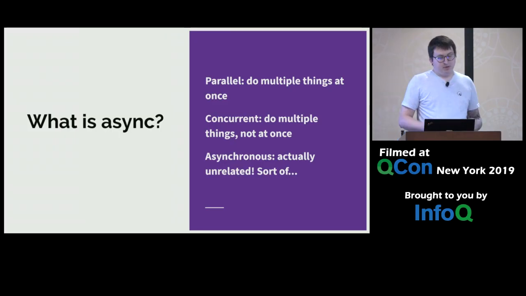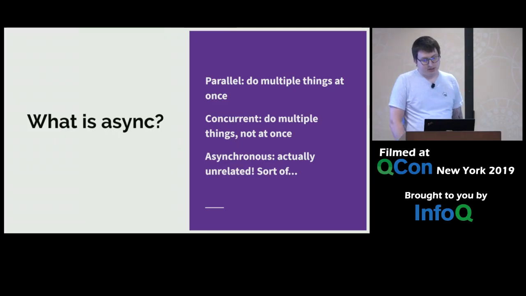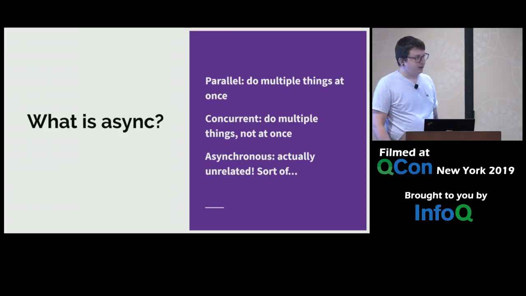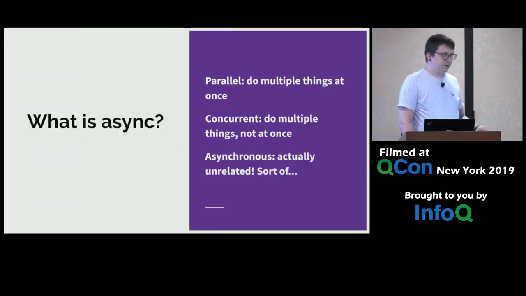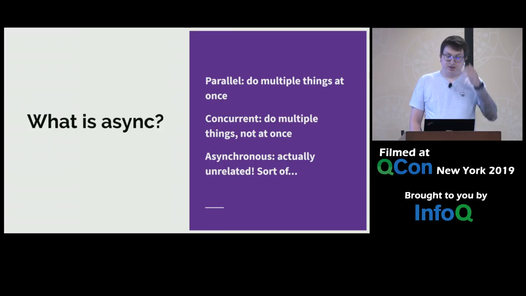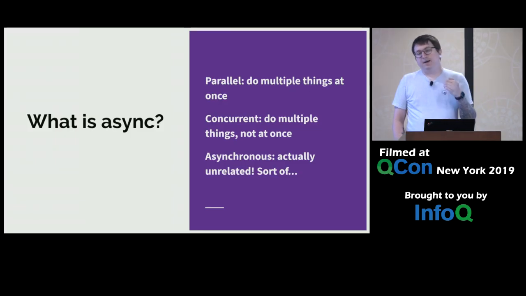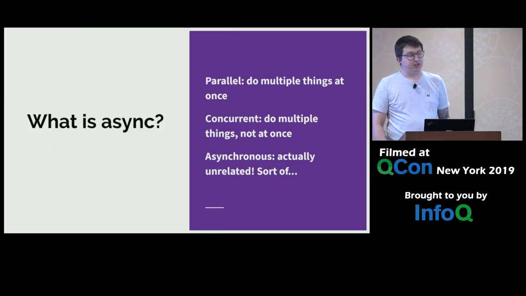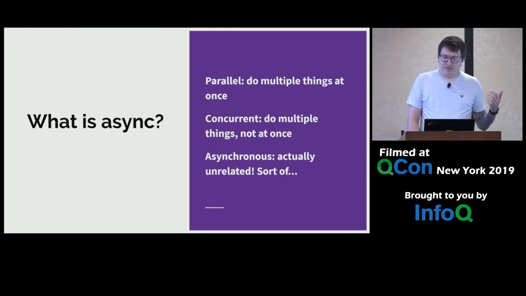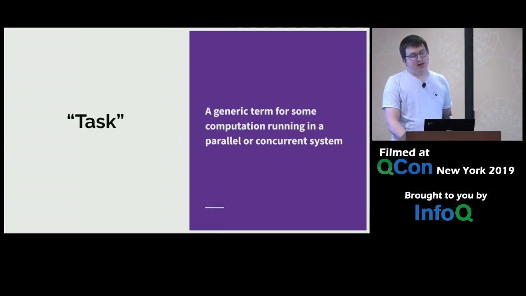People talk about asynchronous computing along with these other 2 things, which are parallel computing and concurrent computing. People get these 3 definitions mixed up all the time, but just to be clear, parallel computing is when you're able to do multiple things at once. Concurrent programming is when you're able to do multiple things, but not at once. And asynchronous programming is actually unrelated to those 2 things. It's a totally different axis.